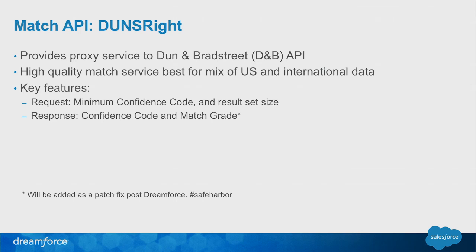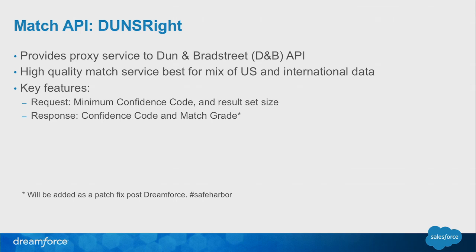It has a couple of features that are different from the Data.com match. One, it allows you to provide a minimum confidence code. So when you do a match, you can say, give me records that meet a minimum level of confidence. We can come back and say, well, 80% or 90% we think that this is a match. The way DunsRight works is a numeric system from, I think, 1 through 10. I think the minimum we can enter is 5. 10 is obviously the highest level.